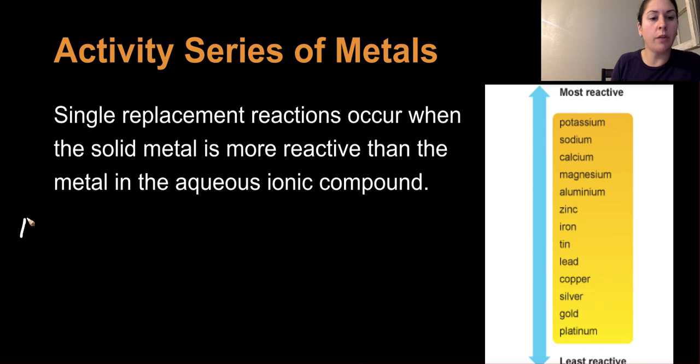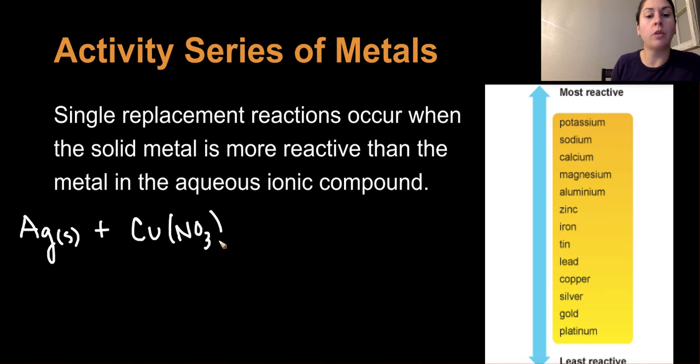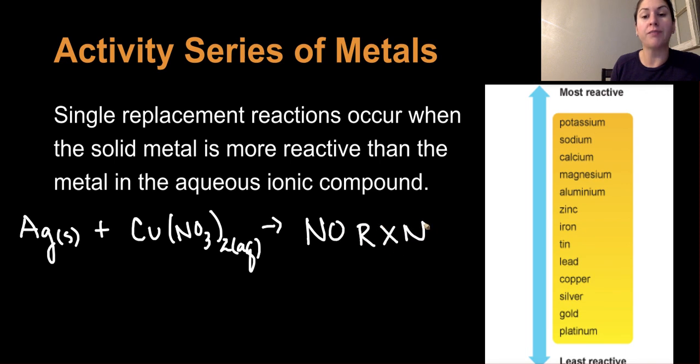So if we start off with silver metal, Ag solid, and we put that into copper nitrate, Cu(NO3)2, so copper 2 nitrate, and that'll be aqueous, we end up producing nothing because there's no reaction that will occur. So we say no reaction.